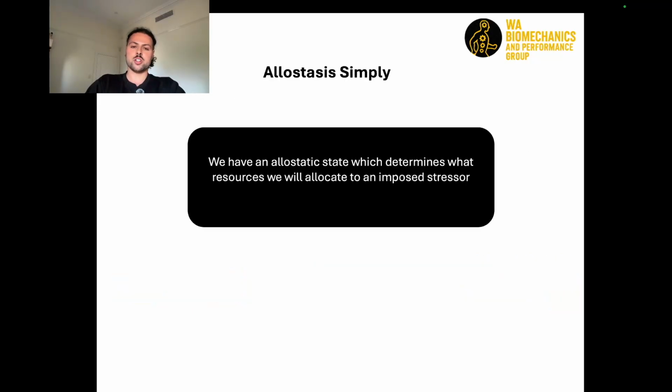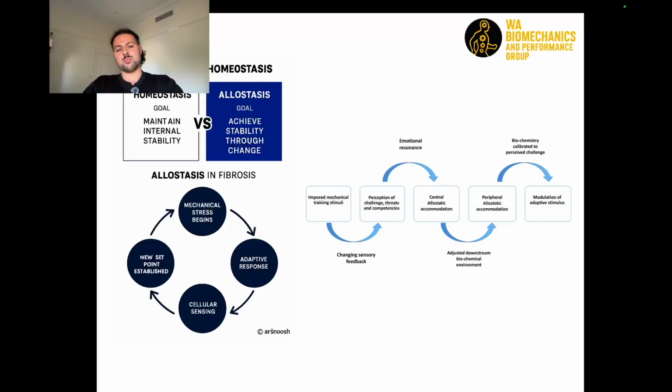Okay, so allostasis simply: we have an allostatic state which determines what resources we will allocate to an imposed stressor. You can pause the video. When I was researching, I did have to come across some figures so I could really put it together in my brain. But if you want to pause and look at some of those to help you understand it, there it is. I won't go through it though.